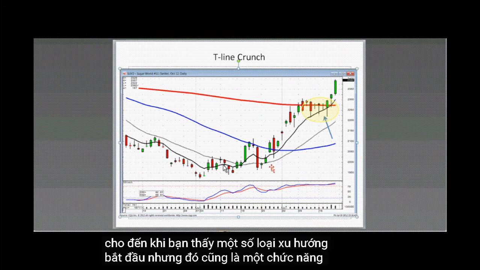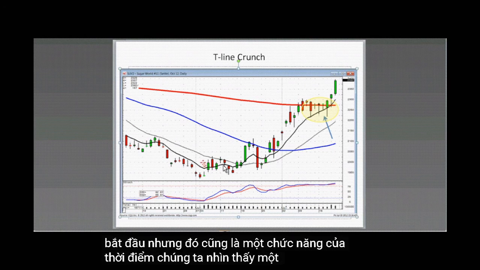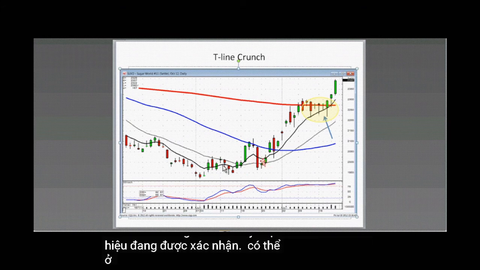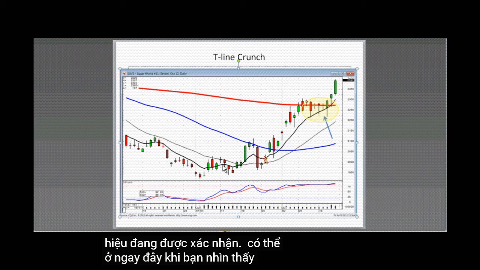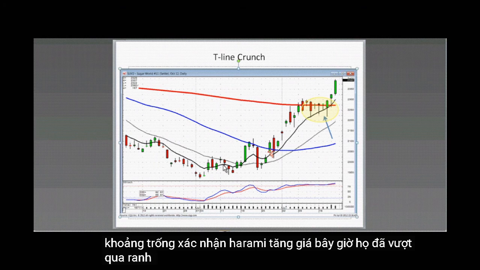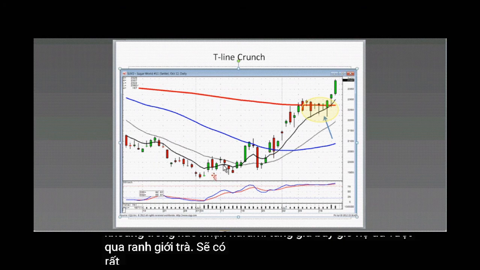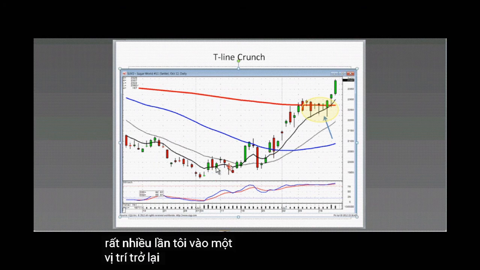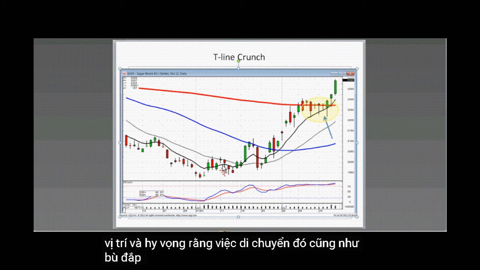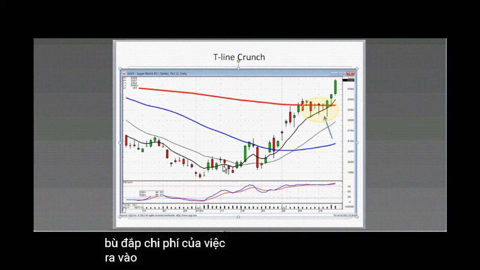But that's also a function of when do we see a candlestick buy signal that's being confirmed, which might be right here where you see a bullish harami confirmation, gap up. Now they've gotten through the T line. There's going to be a lot of times where I get into a position, get right back out, get into a position, get right back out, and hopefully that move has well covered the cost of getting in and out of a few other positions.